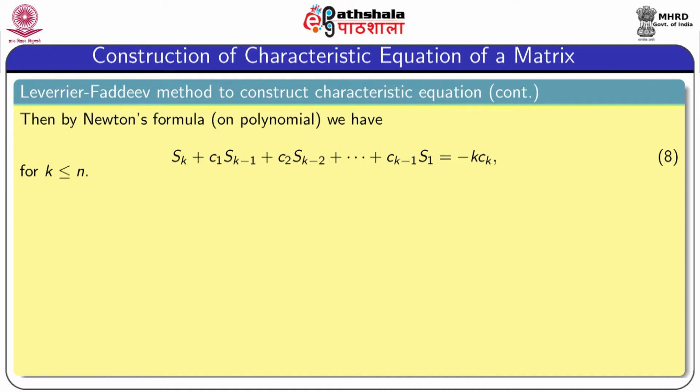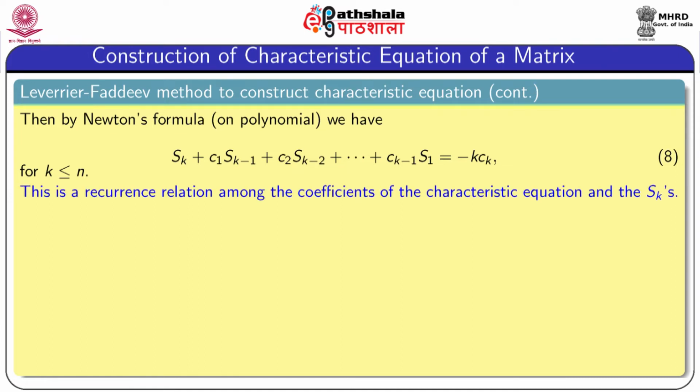Now, by Newton's formula, which is available in the theory of polynomials or theory of equations, we have Sk plus C1 Sk minus 1 plus C2 into Sk minus 2 plus and so on, plus Ck minus 1 into S1, which is equal to minus k Ck, and this relation is true for all k equal to 1 to n. That means this is true for k less than or equal to n. So this is a recurrence relation among the coefficients of the characteristic equation and all the Sk's, to calculate the values of C's.